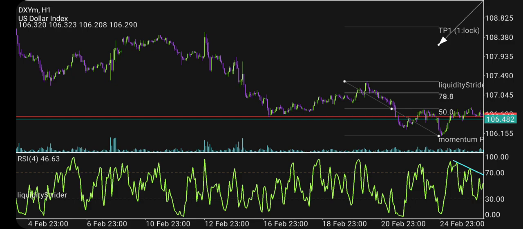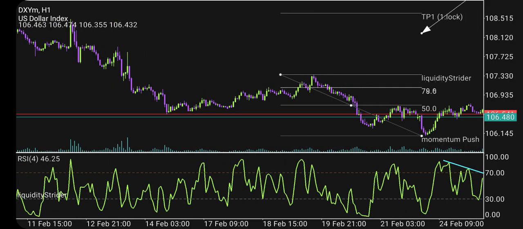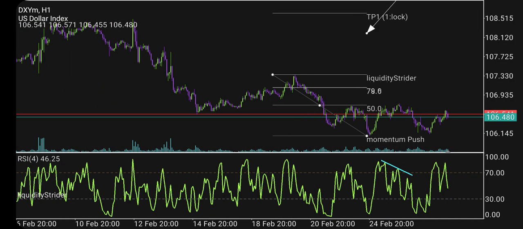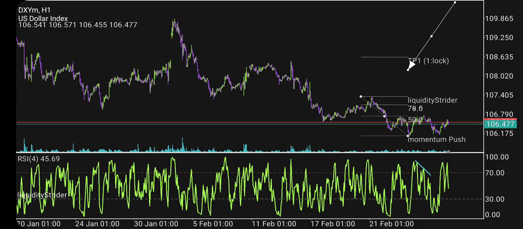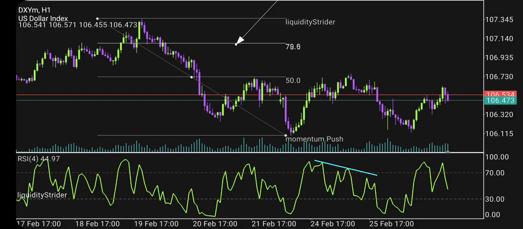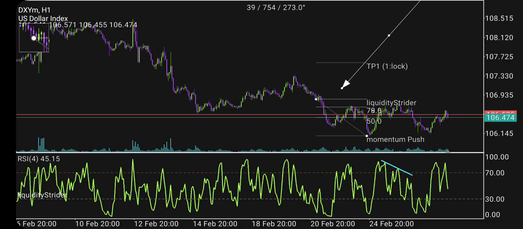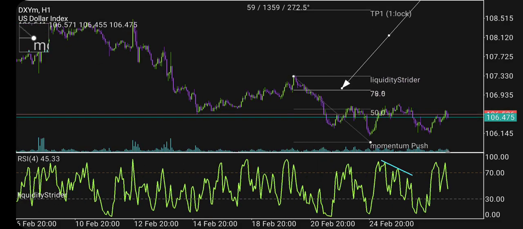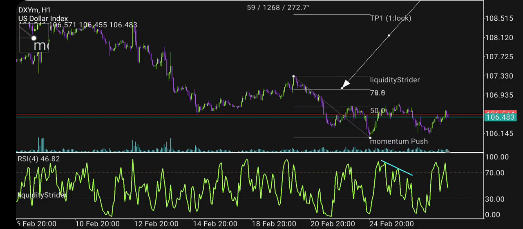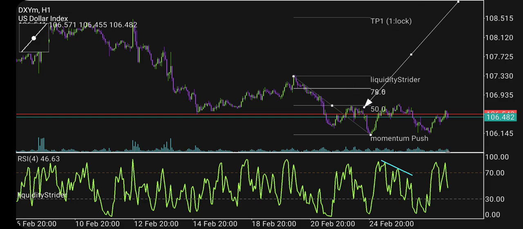Okay, let me fix it on the hourly chart. Here I'm on the hourly chart. The momentum push is much clearer now. Let me just bring down the arrow. This push here, I want to measure with this Fibonacci retracement tool. Actually, what I want to measure is the 50%. That's the only level that I want to measure.